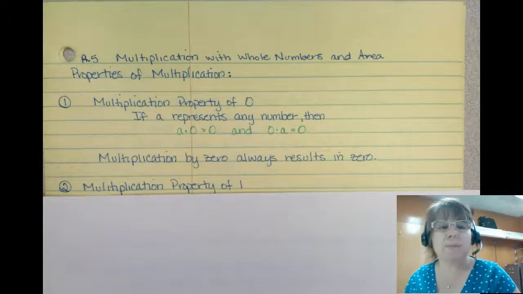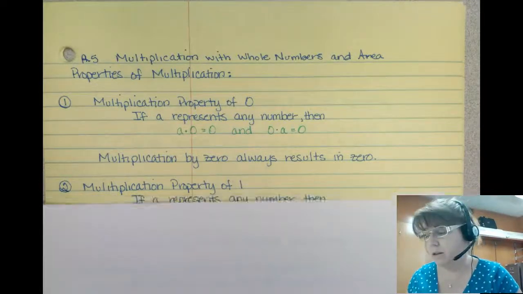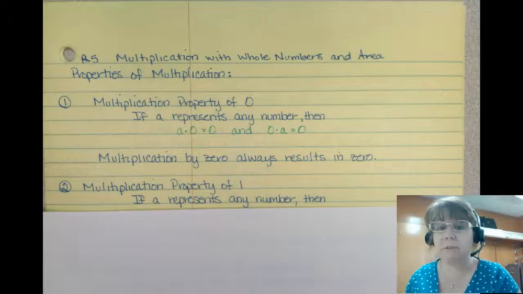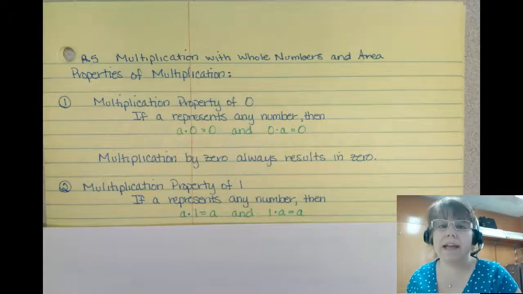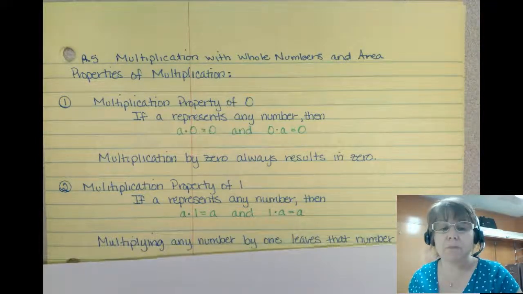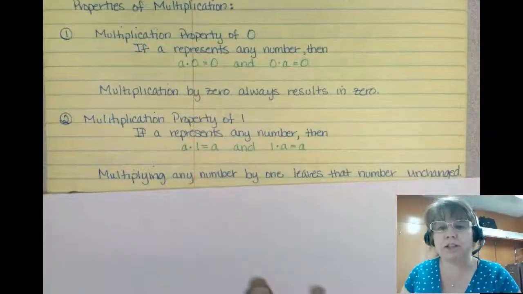So let's do our second property, the multiplication property of 1. If A represents any number, then A times 1 equals A, and 1 times A equals A. So multiplying any number by 1 leaves that number unchanged.